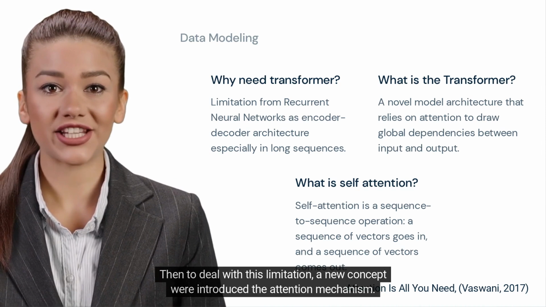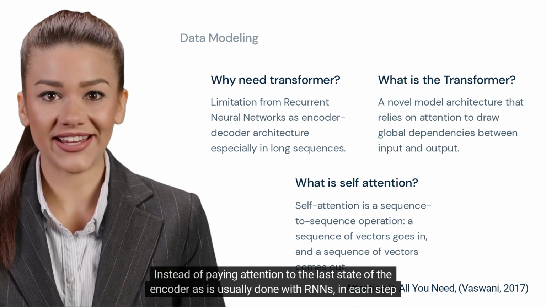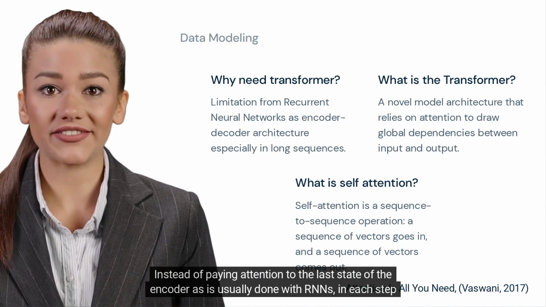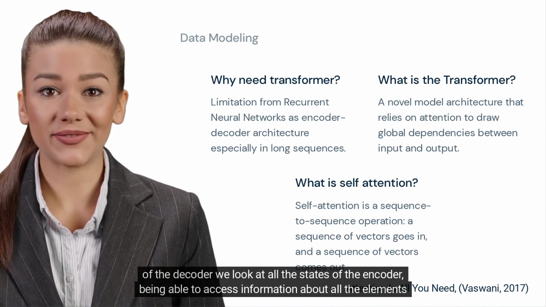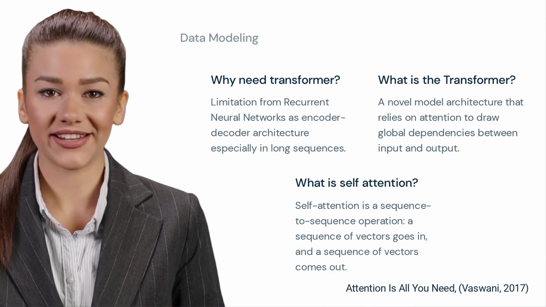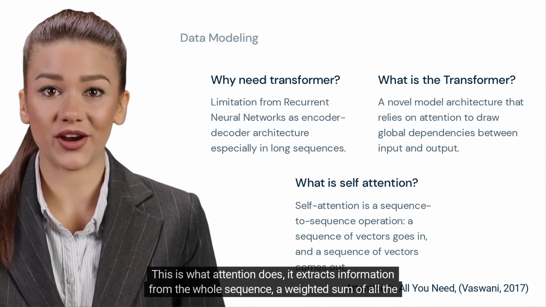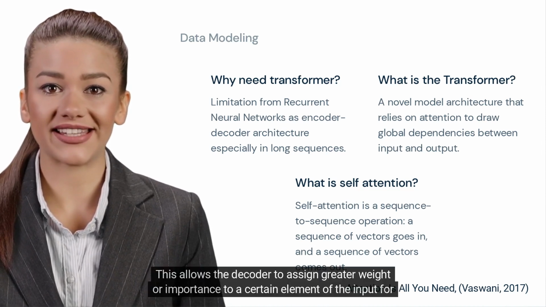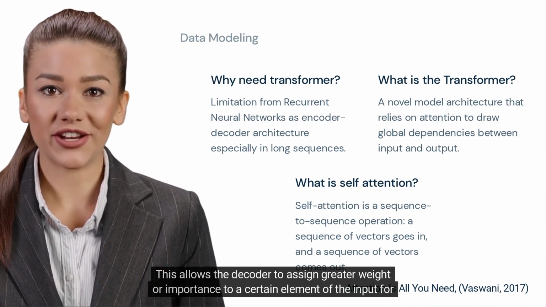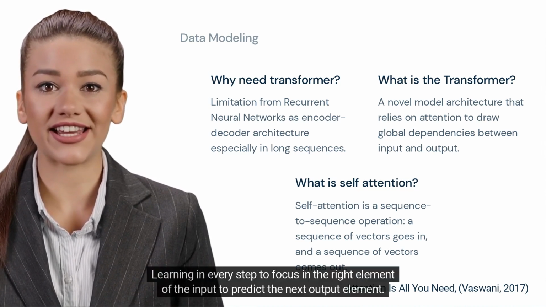Then, to deal with this limitation, a new concept was introduced: the attention mechanism. Instead of paying attention to the last state of the encoder as is usually done with RNNs, in each step of the decoder we look at all the states of the encoder, being able to access information about all the elements of the input sequence. This is what attention does: it extracts information from the whole sequence, a weighted sum of all the past encoder states. This allows the decoder to assign greater weight or importance to a certain element of the input for each element of the output, learning in every step to focus on the right element of the input to predict the next output element.